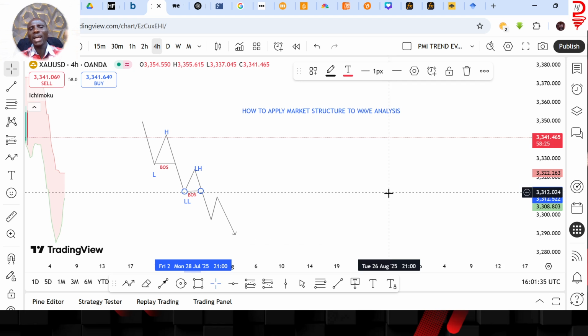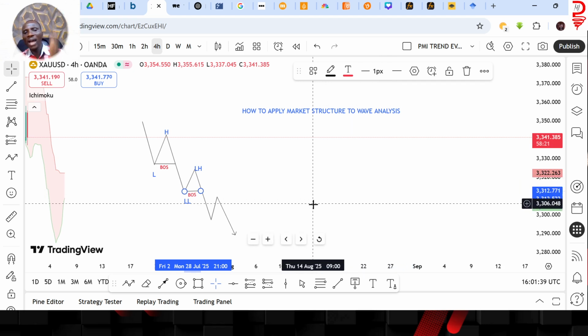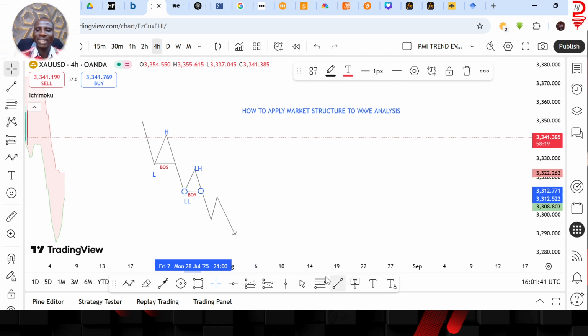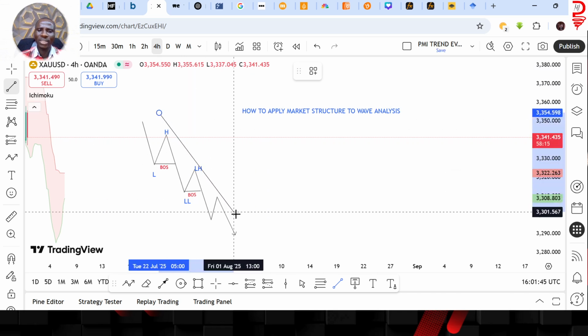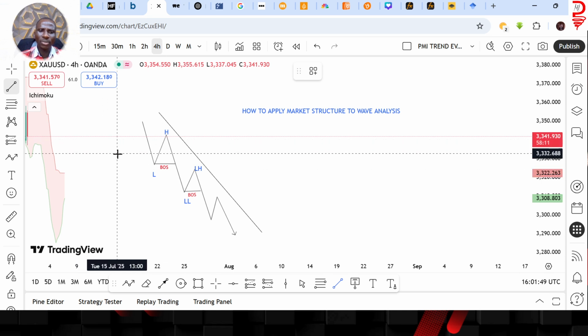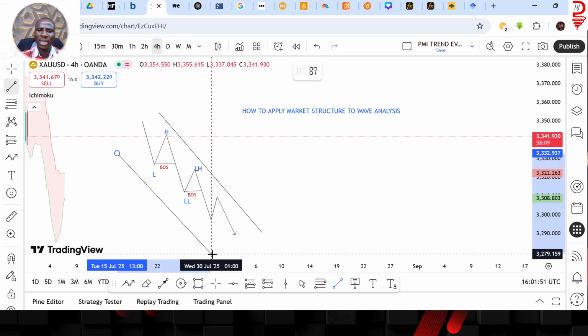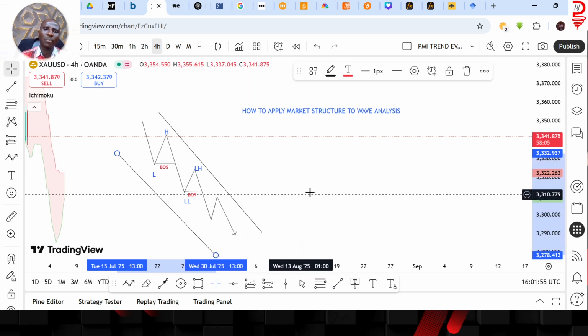Now, as long as this character continues to form lower low and lower high, you will say that you are in a downtrend. You see that this is a downtrend now. I'm just trying to paint a picture so that you can understand it from a theoretical point of view.